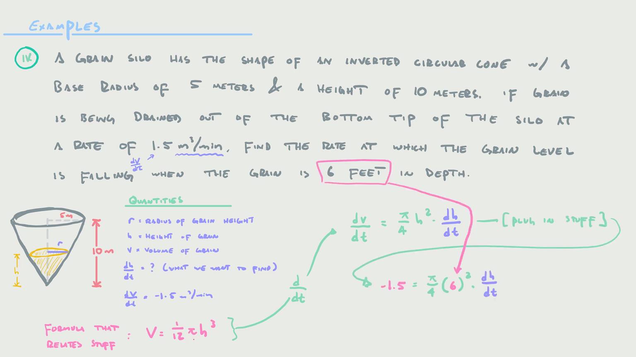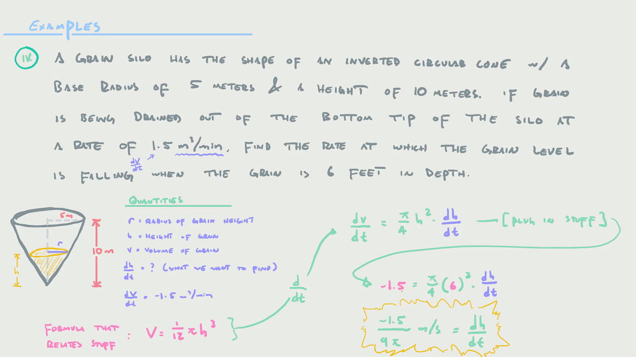At this point, I just plugged in the known information. We know dV dt is negative 1.5 cubic meters per minute. We know the height that we're looking at is 6 feet. And then I just did some algebra to figure out that dh dt is negative 1.5 over 9 pi meters per second, which means that it's decreasing at positive 1.5 over 9 pi meters per second.